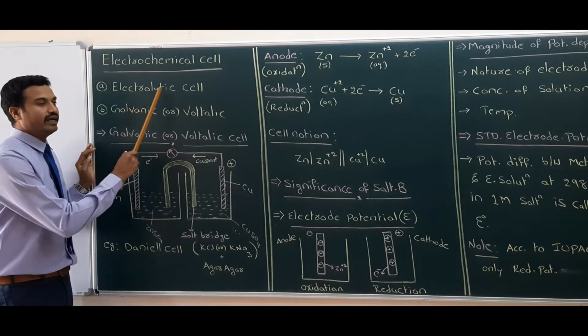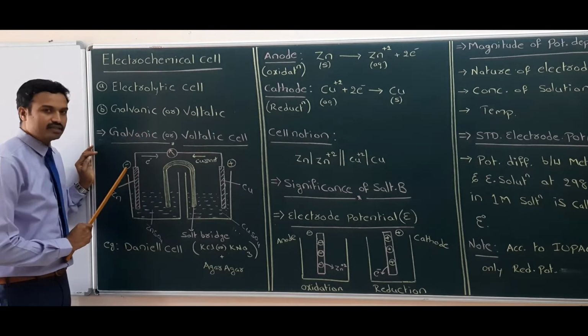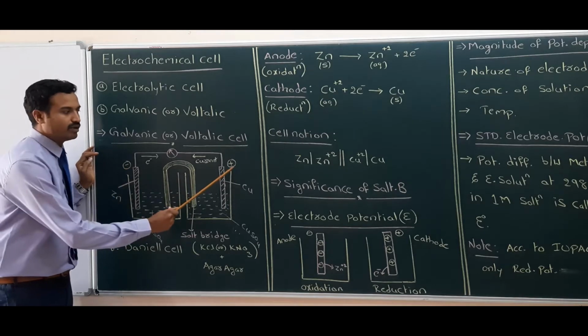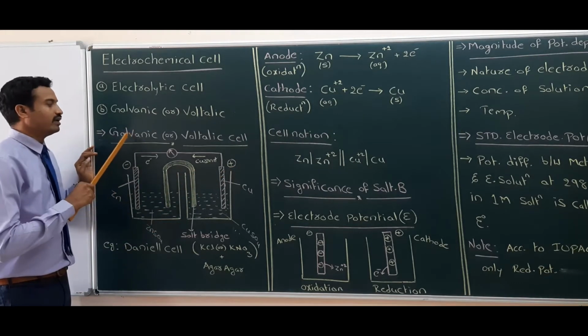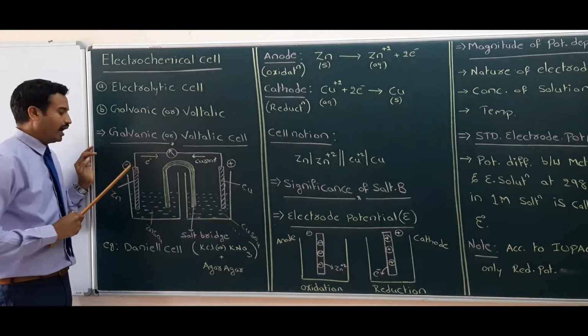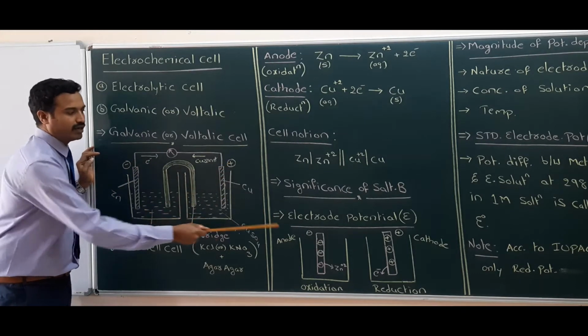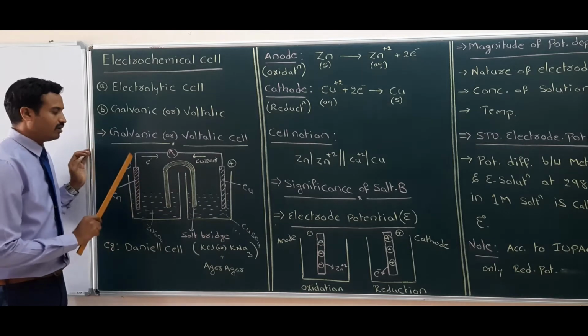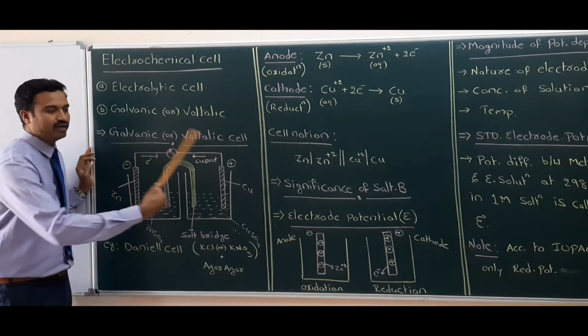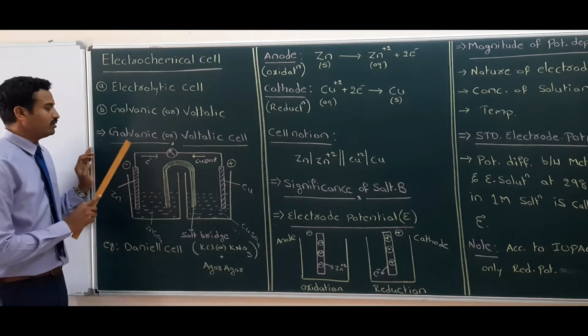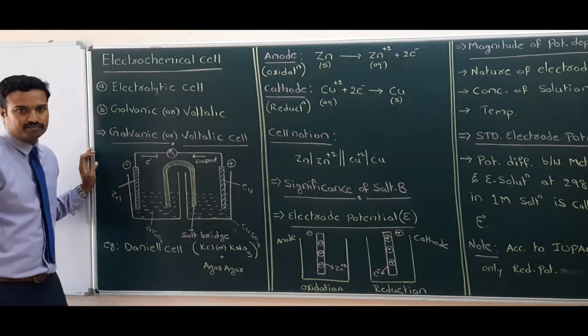Generally, in the electrolytic cell, the anode symbol is plus and the cathode symbol is minus. But in the galvanic cell, the anode is minus and the cathode is plus. This one I will explain in single electrode potential, why it is opposite. Now, this is about the Daniell cell construction.